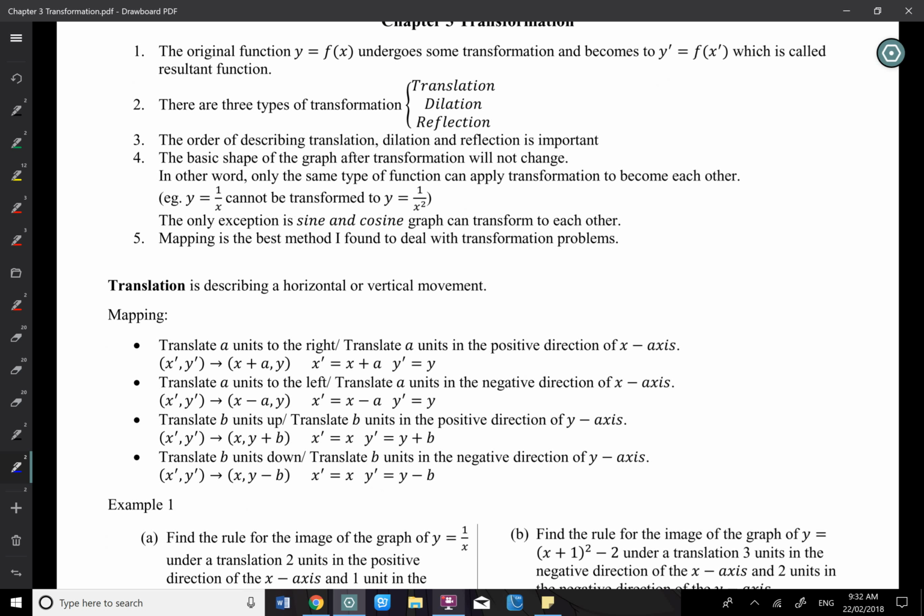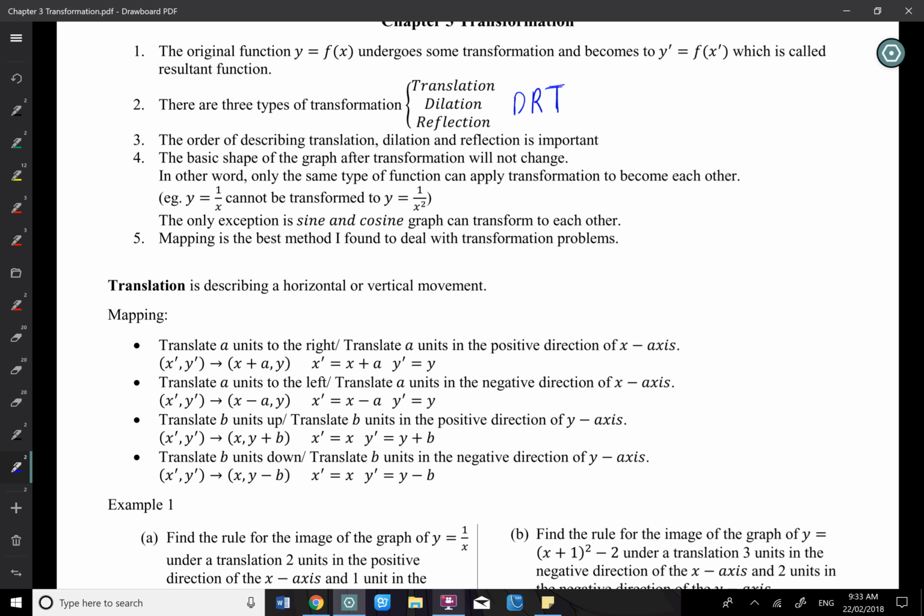There are 3 types of transformation only, like linear transformation. There will be more advanced ways of transforming it, but we just learned 3: translation, dilation, and reflection. We follow the DRT order. Okay, we follow the DRT order. DRT order is when you describe things, you better describe in the dilation, reflection, and translation way.